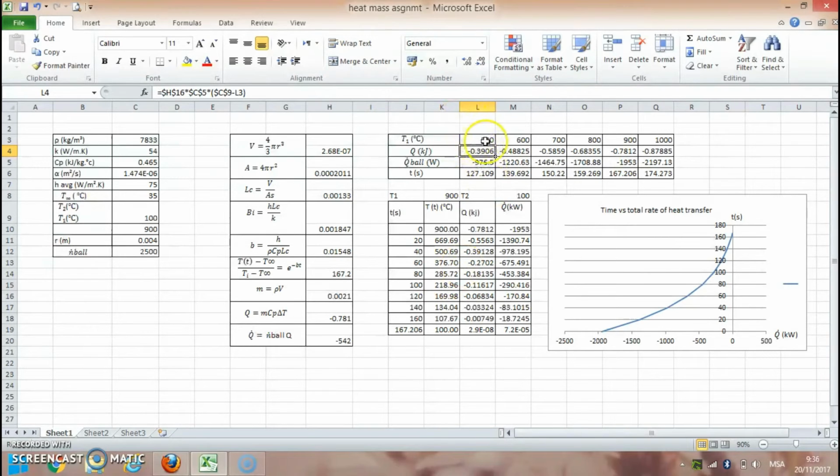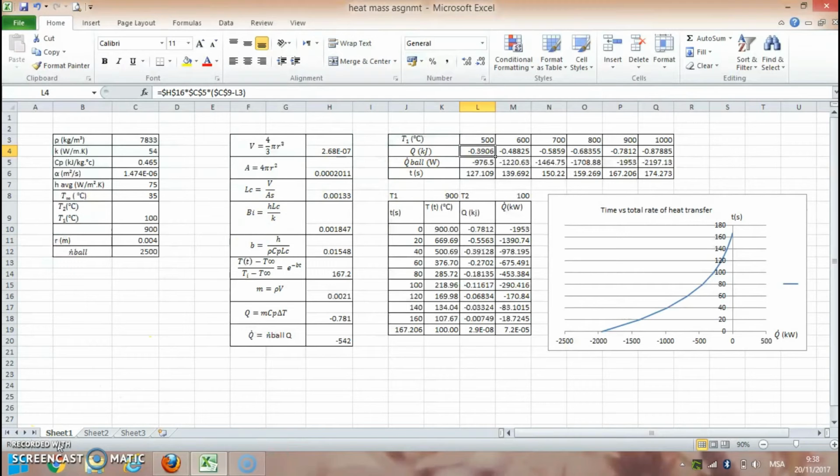So we change our initial temperature from 500 until 1000. We use this formula, Q equals mCp delta T. When T initial is 500, we get this value and this value, and then for 600 we get this value. Until 1000 we use the same formula from here. Basically, this calculation is the same as the previous calculation that we have made.